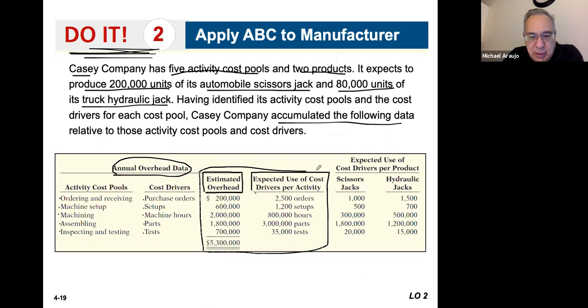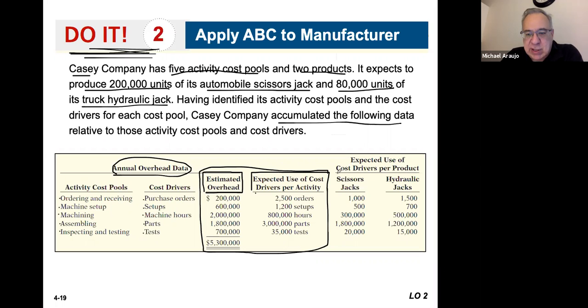right? Part of part 3 is figure out the activity-based cost per activity, right? So how much is each order? How much is each setup going to cost? How much is each machine hour costing the company? How much of each part is going to cost the company? And how much are each of these tests costing the company?